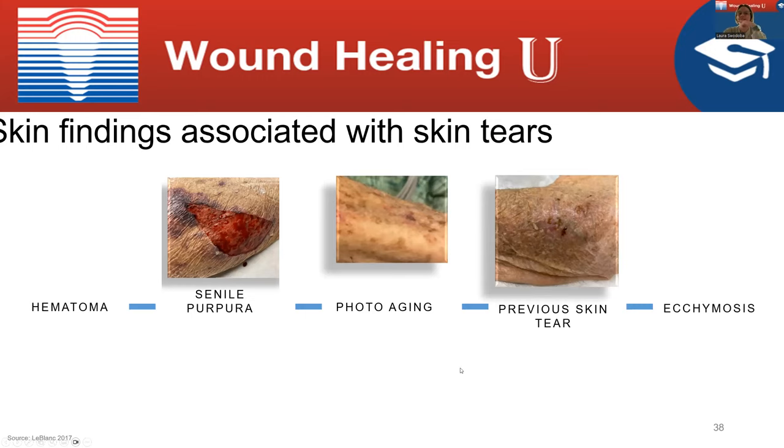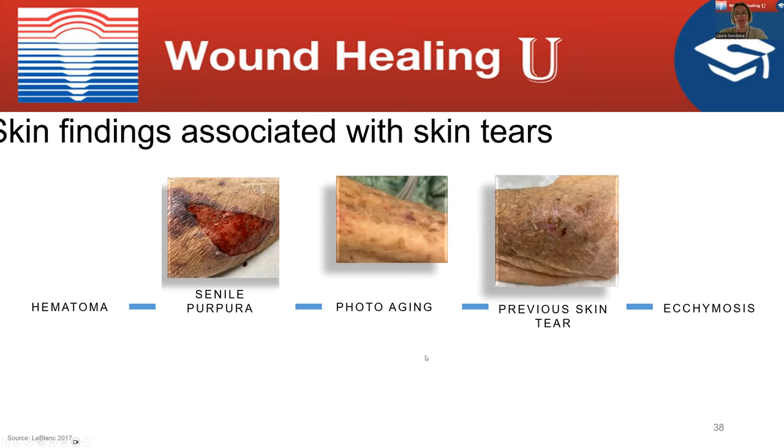Senile purpura. So I think there's a better term for that now. Patients always don't like it when I say, what are these? I have all these bruises. Well, those are not really bruises. There's something called senile purpura. So commonly seen in skin tears.